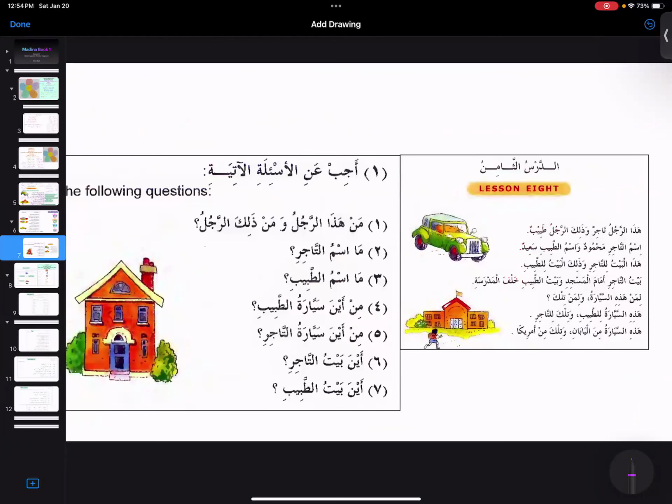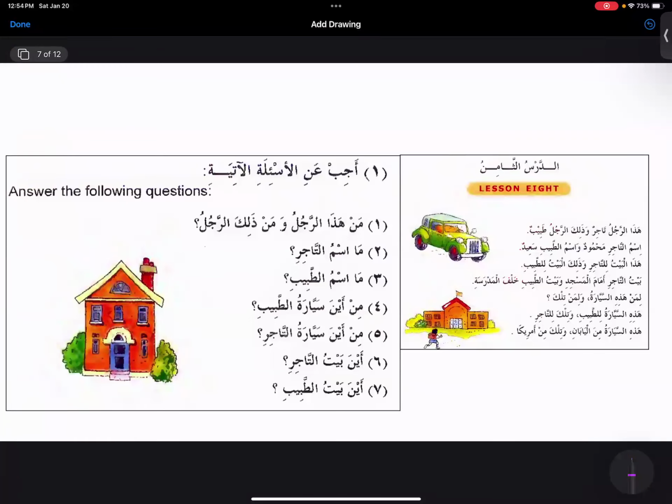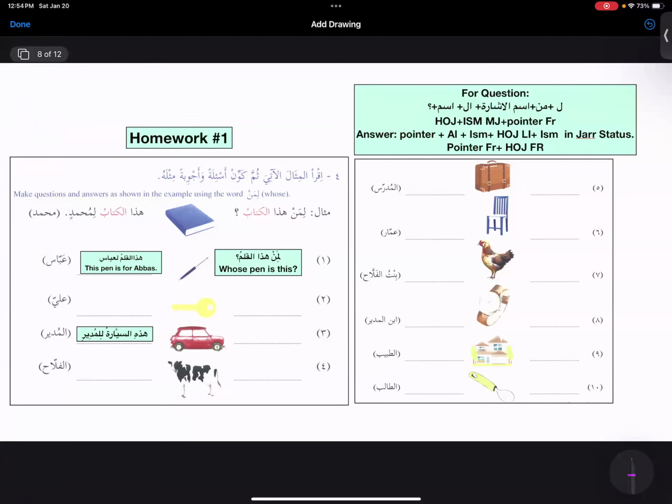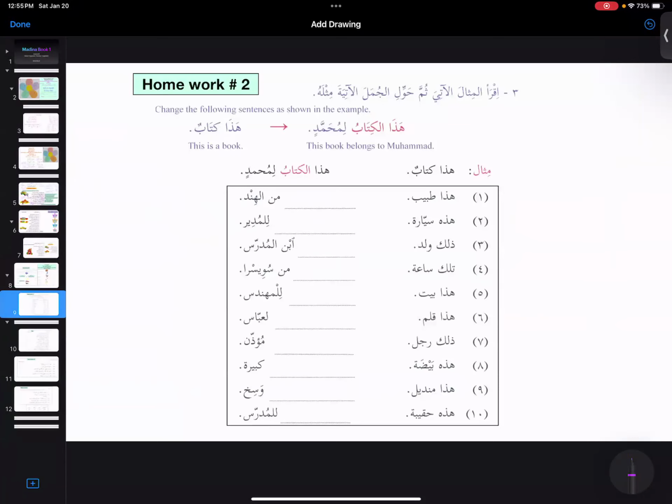Then over here, it says, answer the following questions. So simple. This is all from the lesson. You need to answer the questions. And then for this homework over here, first you need to make a question and then you need to answer it. So, Liman hazal kitabu? This book is for who? And then you say, Hazal kitabu li Muhammadin. The first one is already done for you. Inshallah, that is easy and simple.